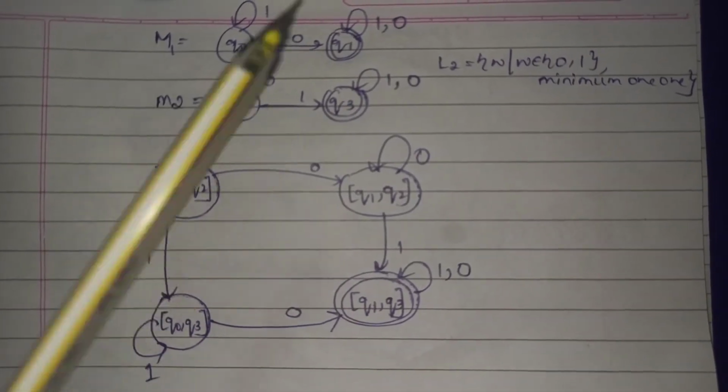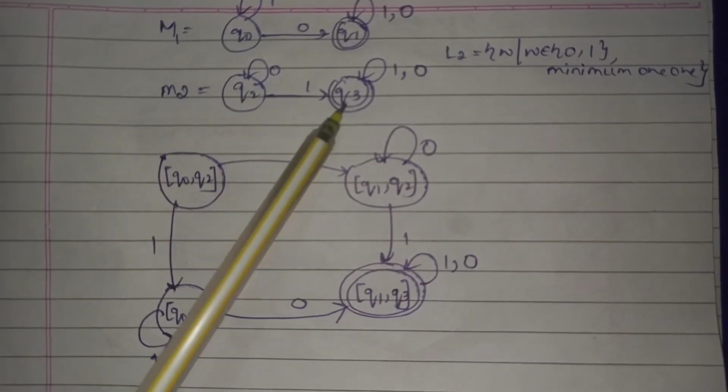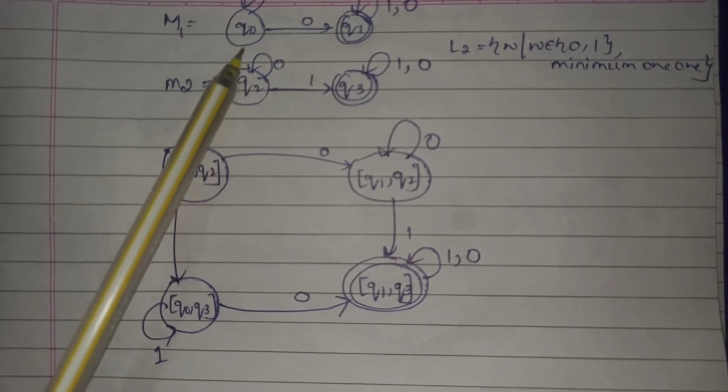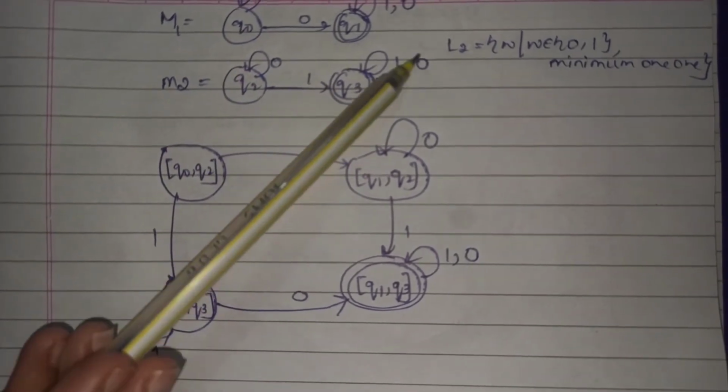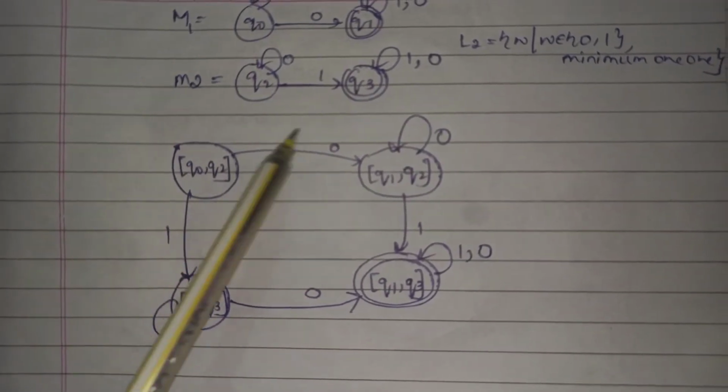For M2 it should have a minimum of one 1. For that you will have 1 with the final state, then it can start with 0, and it can have any number of 1s and 0s. So that is about M2.